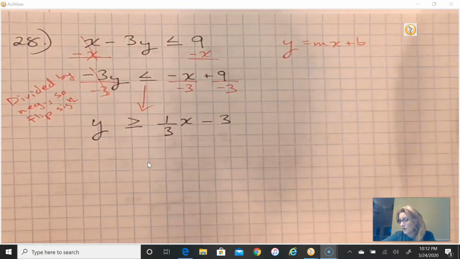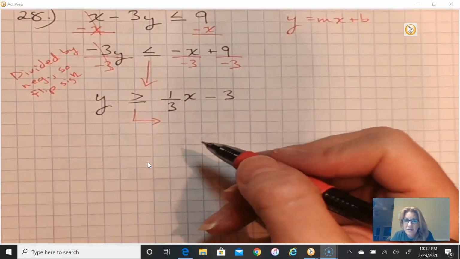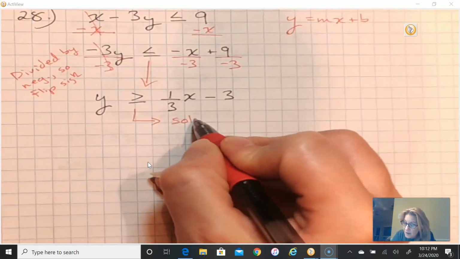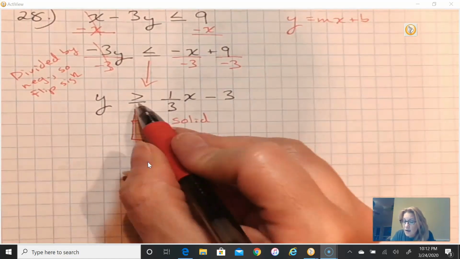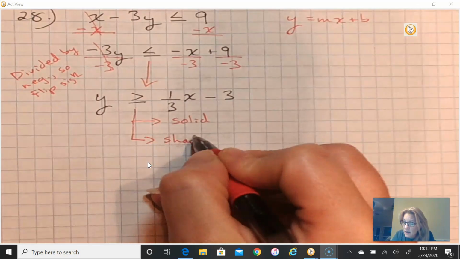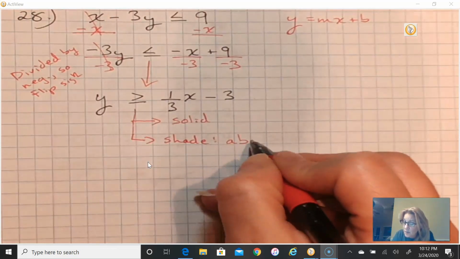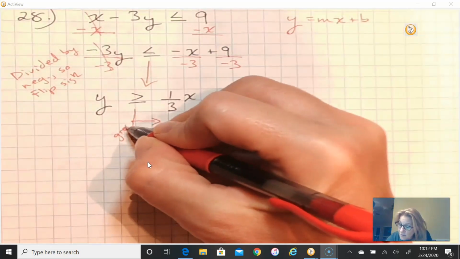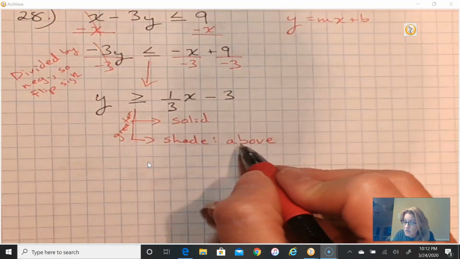All right, there's our equation. Is it going to be solid or dashed? See that? It's going to be a solid line. Are we shading above or below? This time we're going to shade above because it's greater than.